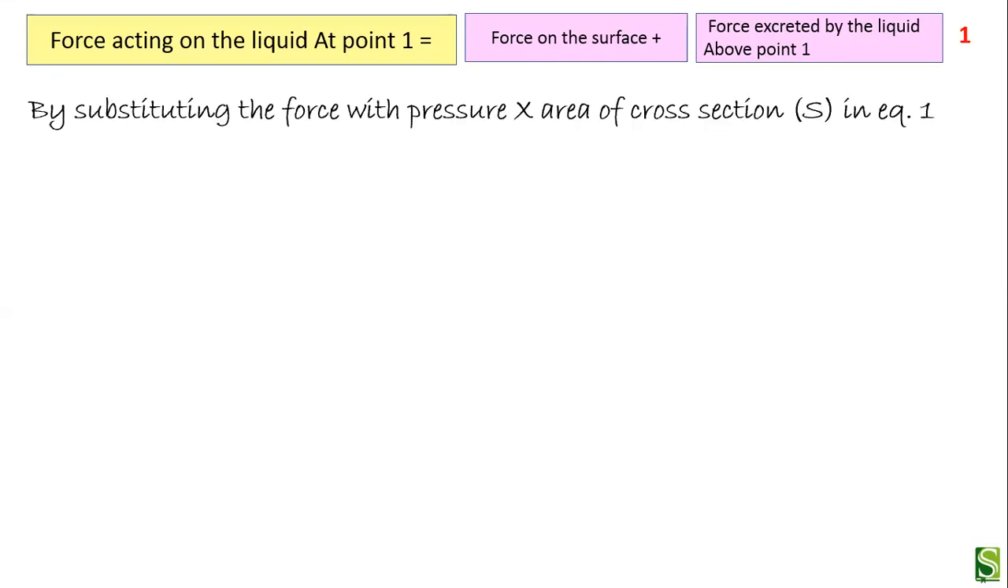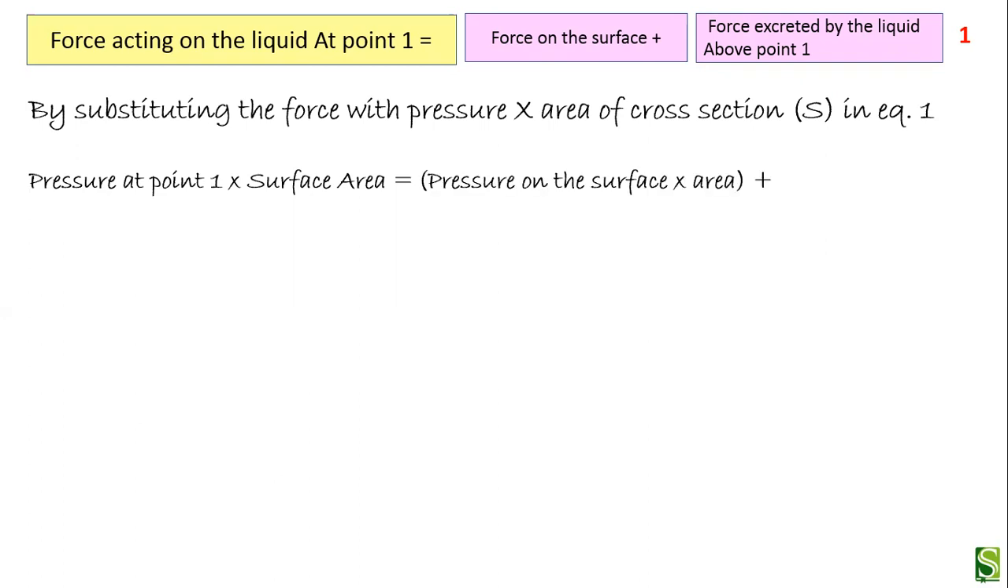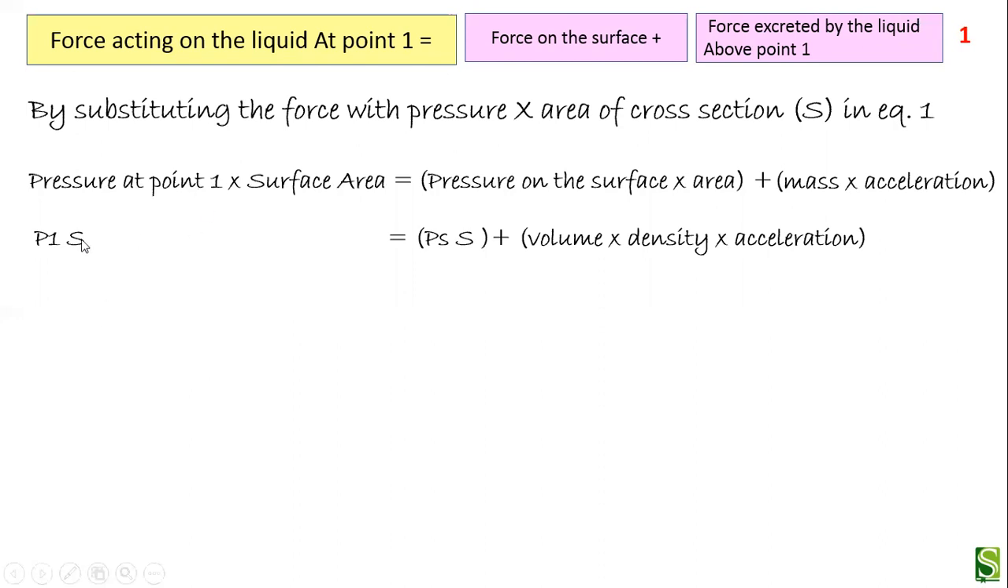Now substitute the force with pressure into area of cross section in equation 1. So we will write pressure at point 1 into its surface area is equal to pressure on the surface into area plus mass into acceleration. Now why mass into acceleration? What will be the force which will be exerted by that liquid? It will be exactly equal to the weight of the liquid. And how are we going to write the weight of the liquid? Mass into acceleration, right?